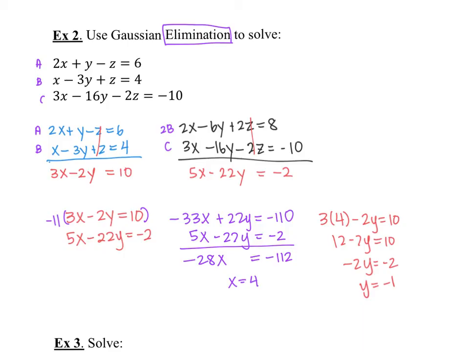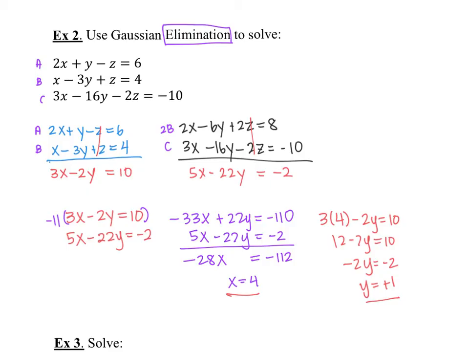Y equals, actually that's positive 1. So I have x equals 4, y equals 1. I just need to go back and get z. I'm going to get z by plugging back into one of the original equations, A, B, or C. It doesn't matter which one. I'm going to use B, just because the numbers look a teeny bit easier.